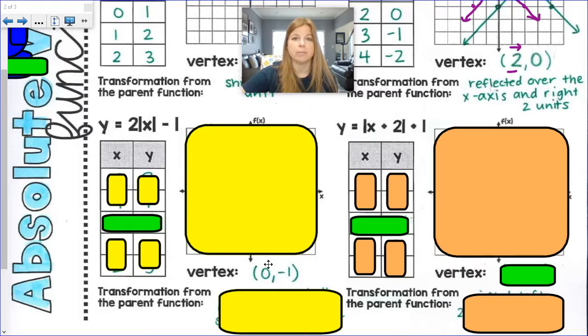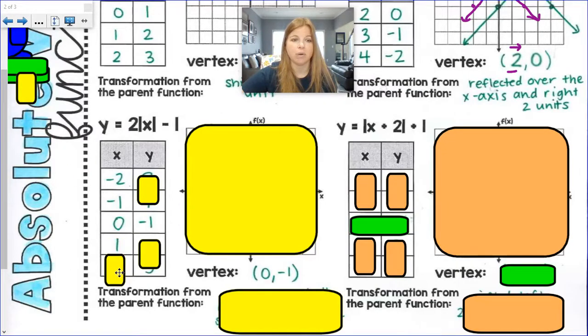I'm going to go ahead and plug in 0, negative 1 into the center of my table. I'm going to then fill in my x values, decreasing by 1 going up, adding 1 going down. And now I'm going to substitute each one of these x values into my function to get my y coordinate.